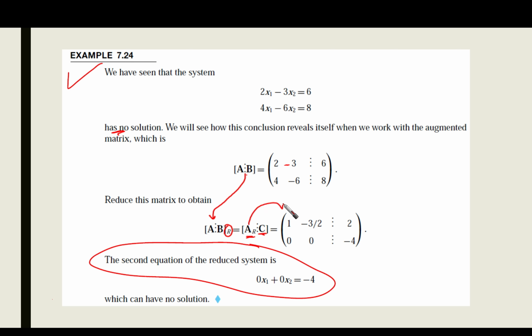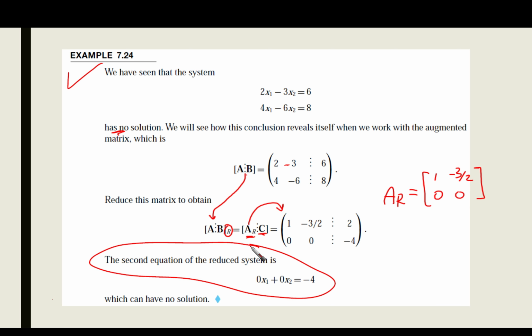So AR, if you read it, as you can see here, we have one non-zero row, and we have another row which is 0. So AR equals 1 and 0, -3 over 2 and 0. So how many non-zero rows here? 1 only. The rank of AR is 1, because the number of non-zero rows is 1.